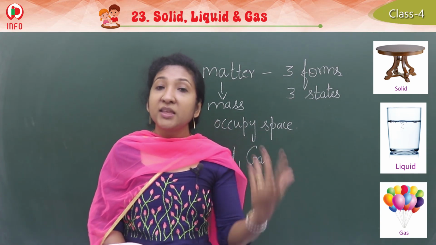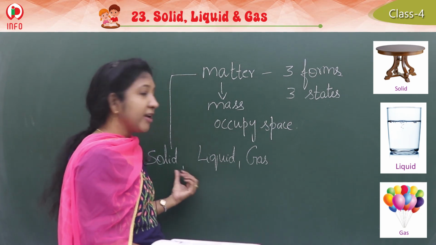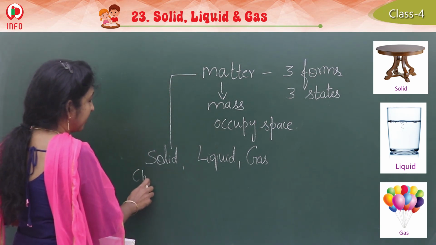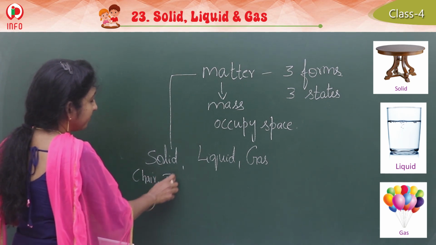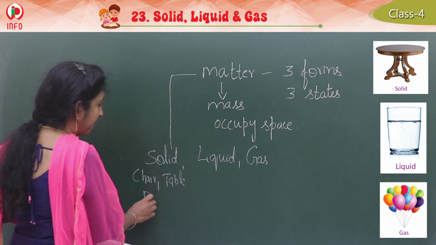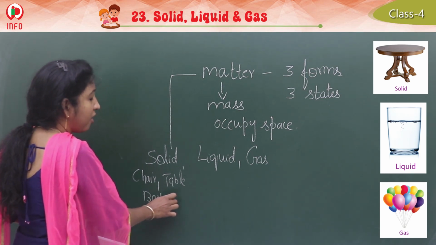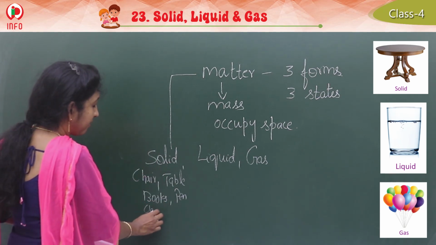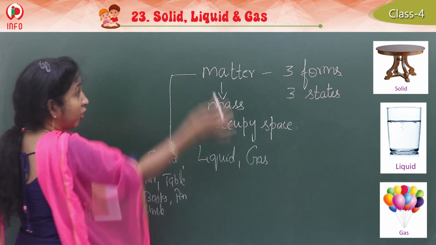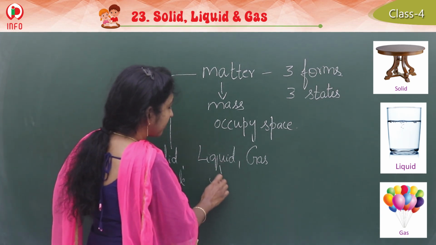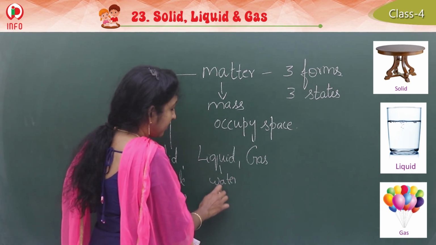Around us, many things are there. They are either solid, like chair and table. These are all solid. Doors, windows, book, pencil, pen, all are solid. This chalk is a solid. The blackboard which I am writing on is a solid. Liquid means we can give the example of water or any juice.